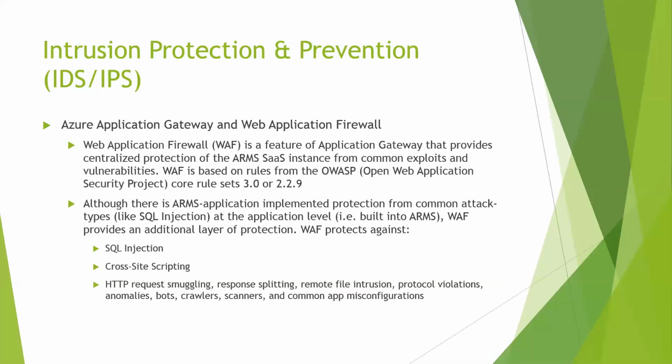Although there is the ARMS application level implemented protection from common attacks like SQL injection and so forth, the Web App Firewall provides additional layers of protections against SQL injection, cross-site scripting, HTTP request smuggling and splitting, remote file intrusion, meaning people trying malware, for example, trying to make its way onto a remote folder. Bots, crawlers, scanners, even bad code, for example, can be identified by the Web App Firewall.